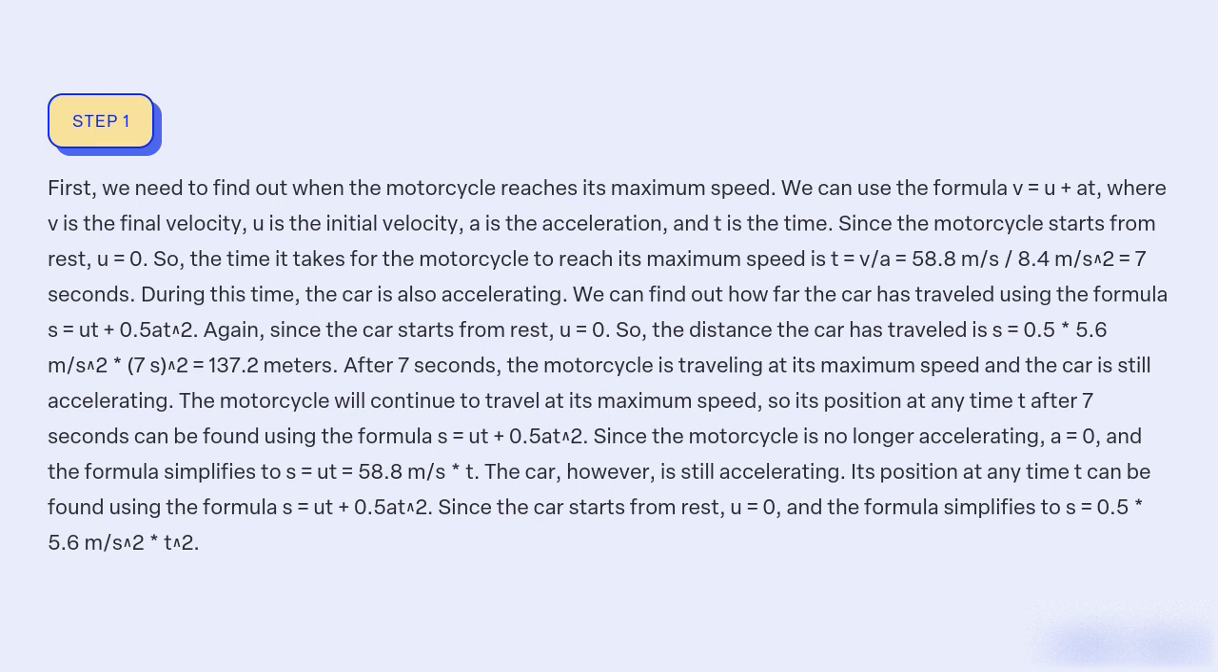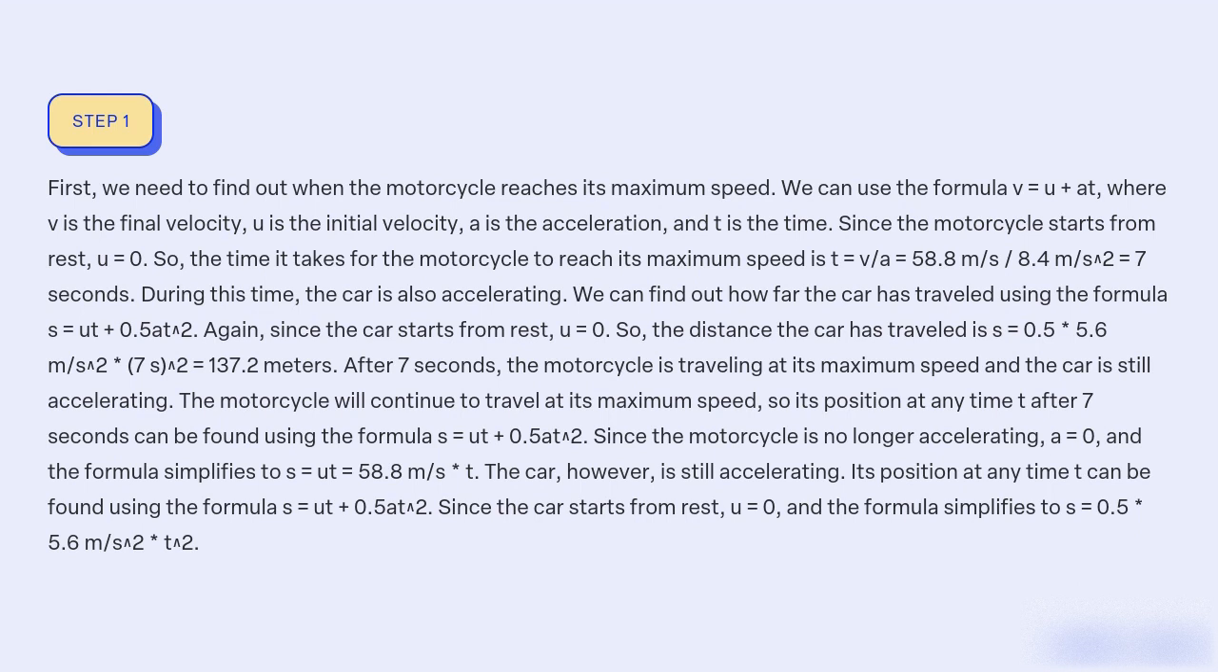Since the motorcycle starts from rest, u equals zero. So, the time it takes the motorcycle to reach its maximum speed is t = v/a = 58.8 m/s / 8.4 m/s² = 7 seconds. During this time, the car is also accelerating. We can find out how far the car has travelled using the formula s = ut + 0.5at².